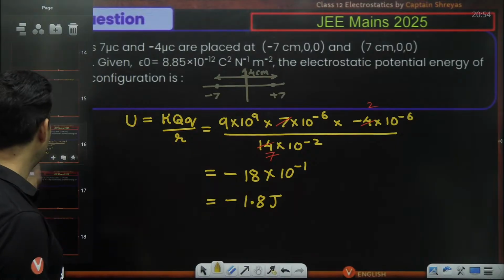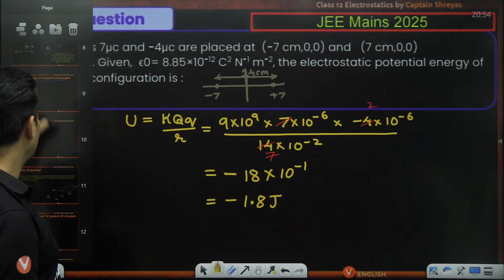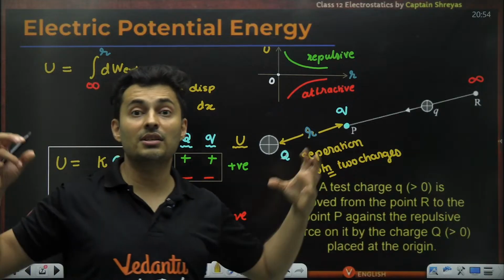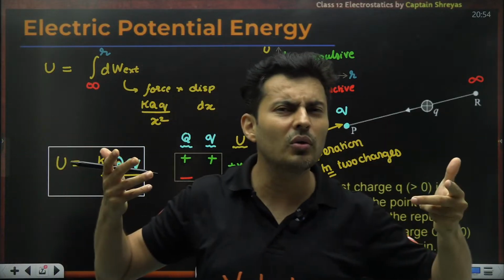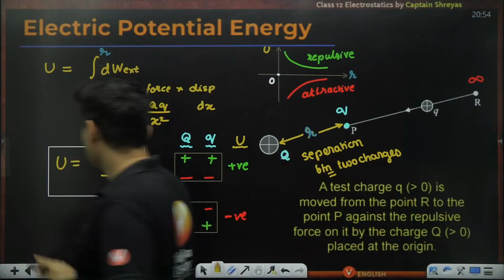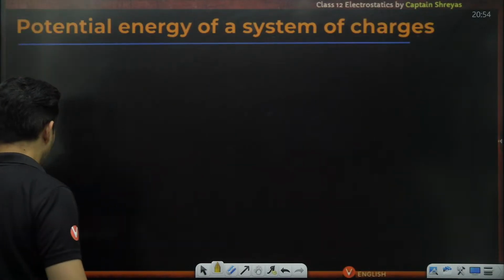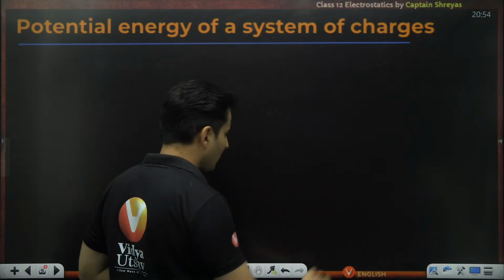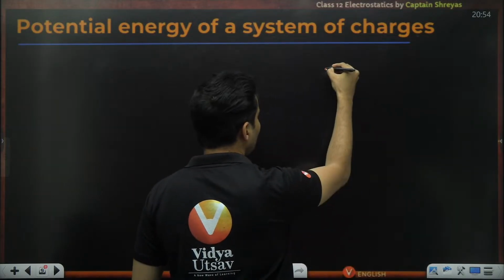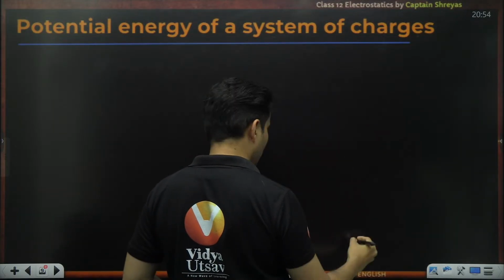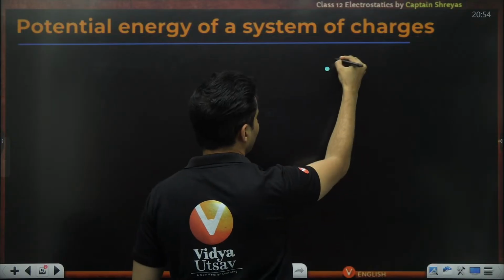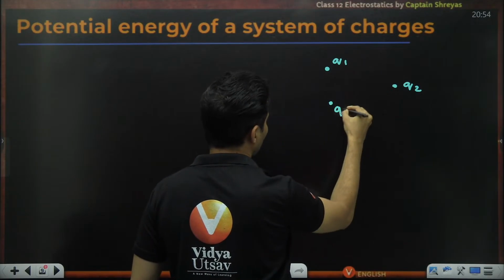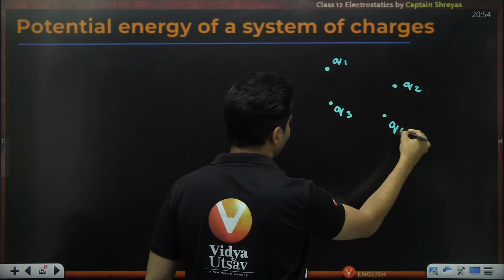Very laddu question, I would say. Now, sir, please tell me, what will you do if it is not just 2 charges, but let's say 3, 4, 5, 6 charges? Then what to do, sir? I'll tell you. There is a simple trick for it. If you have multiple charges, say, for example, you have a charge Q1 over here, Q2 over here, Q3 over here, and so on and so forth. Q4 over here, like that.